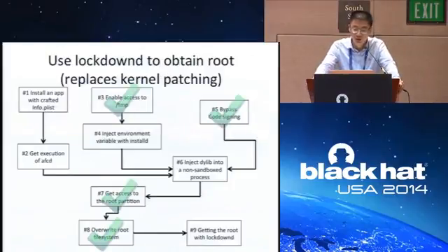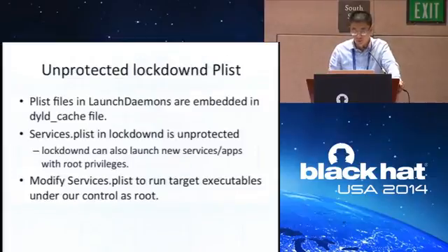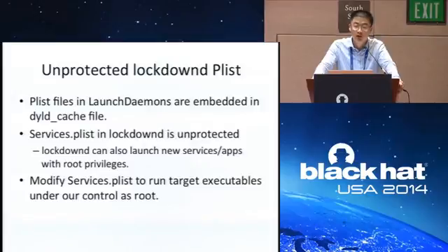Finally, we want to get root privilege on the device. Unfortunately, we don't have very good kernel vulnerabilities. What we did is we tried to ask the system to give us root privilege. The first target is the plist configuration files for launchd. However, since iOS 6, all these configuration files are embedded in a cache file. This file is signed by Apple. We are not able to modify this file.